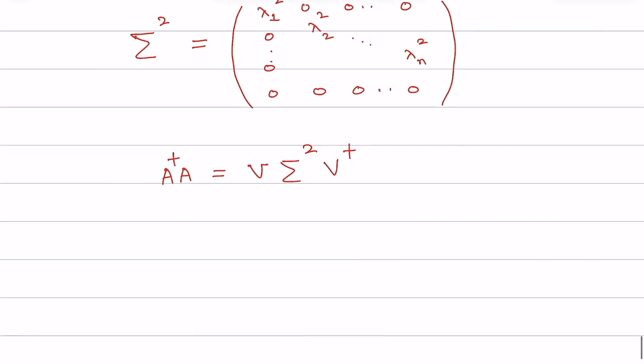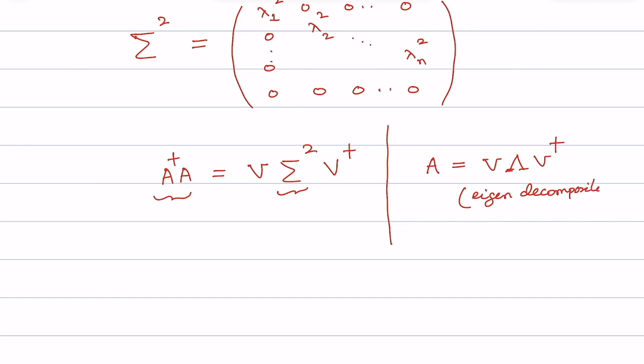Now, A Dagger A is an n by n square matrix, and capital sigma square is also a square matrix. This expression should remind you of another expression which we discussed in the context of the eigen decomposition method, where we got V capital lambda V Dagger, right? Here A is a square matrix and capital lambda is a diagonal matrix, and this we actually got from the eigen decomposition method.